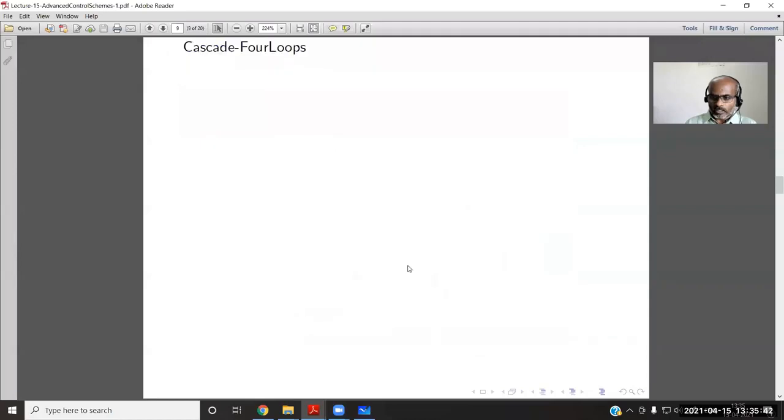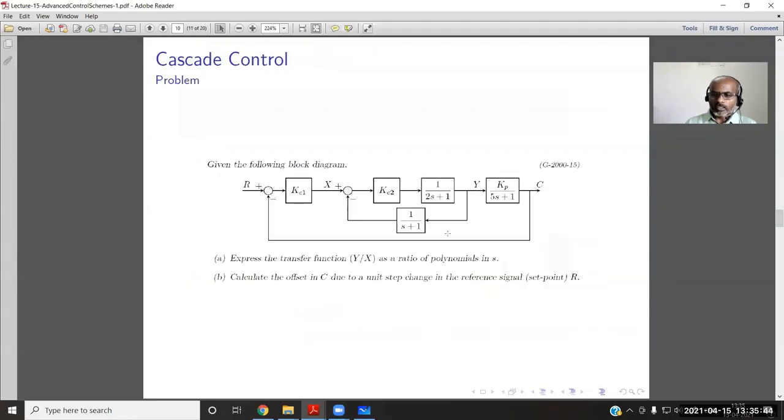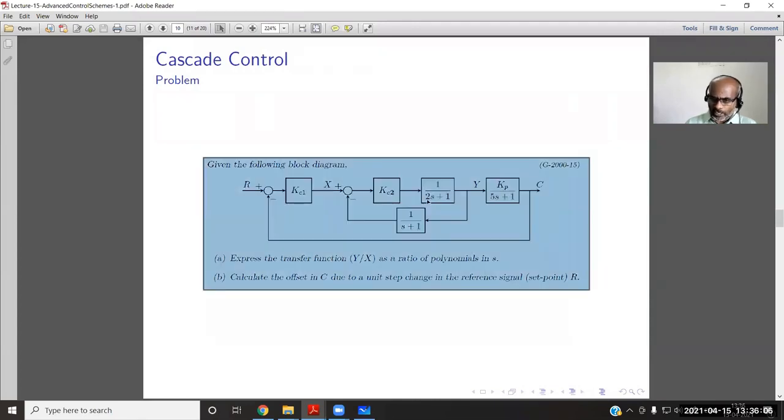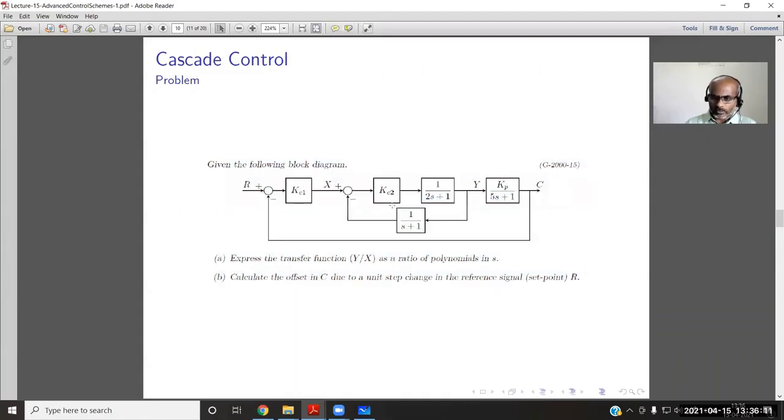Okay. Let's look at a problem accordingly. For example, here the inner loop process has a transfer function of 1 by 2s plus 1, whereas the outer loop has a transfer function of 1 by 5s plus 1, or Kp by 5s plus 1. You can say the inner loop has a time constant of 2 and the outer loop has a time constant of 5. So definitely the inner loop is faster. Of course, in the inner loop, the measurement also has a transfer function, a first order lag.